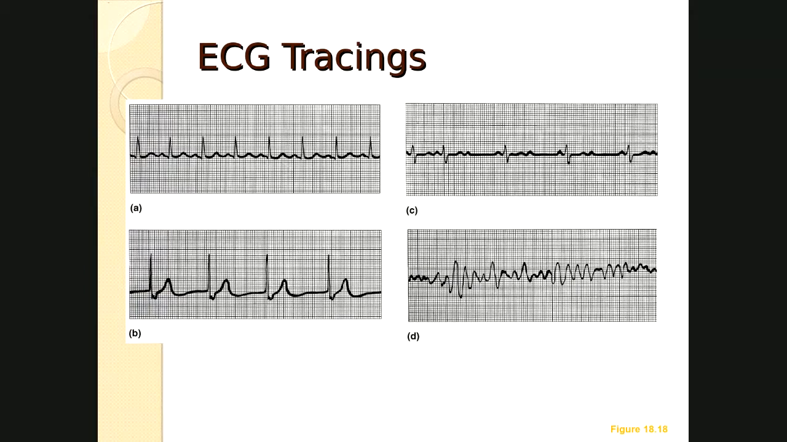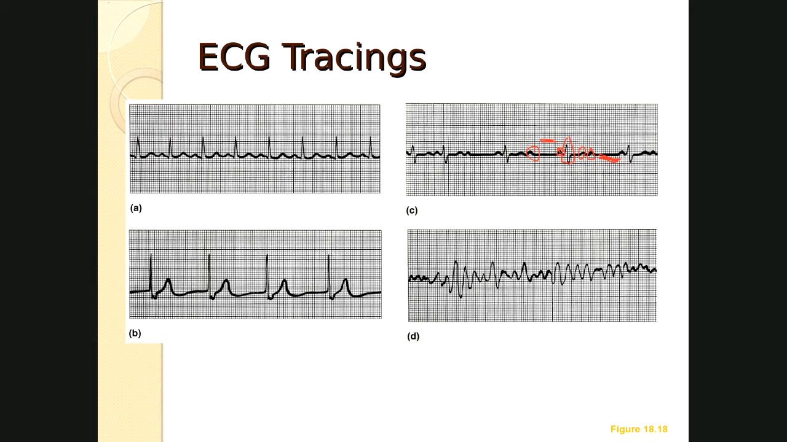Let's look at this one over here. So first of all, look at it. Is it normal? No, it's not normal. Look what's happened here. Look, this one looks pretty normal. Look, there's a P, QRS, and T. But then look what happened. There was a P and nothing happened. And then we had a normal one, P, QRS, and T, and then we had a P and nothing happened.